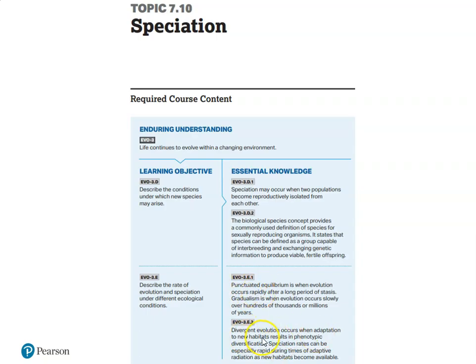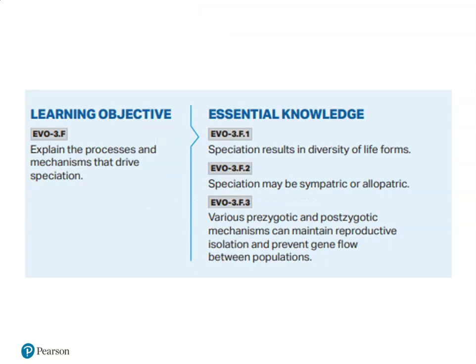Divergent evolution occurs when adaptation to new habitats results in phenotypic diversification. Speciation rates can be especially rapid during times of adaptive radiation when new habitats become available, so kind of filling niches. New habitats can result in rapid speciation because we have a whole new set of resources coming to be. Speciation results in the diversity of life forms, may be sympatric or allopatric, and there are prezygotic and postzygotic mechanisms that can maintain reproductive isolation. A zygote is a fertilized egg cell, so that is important to think of.